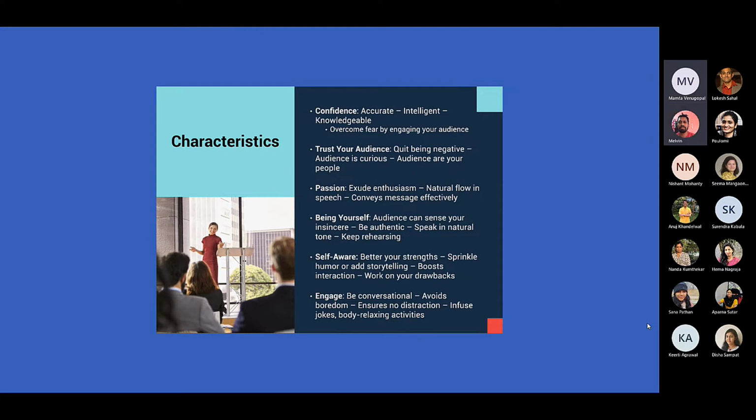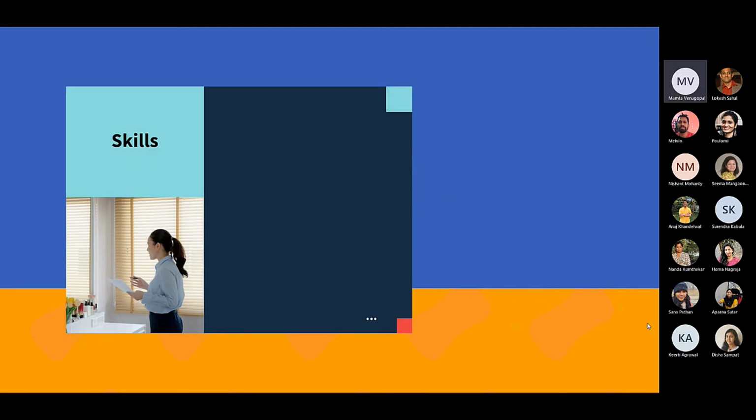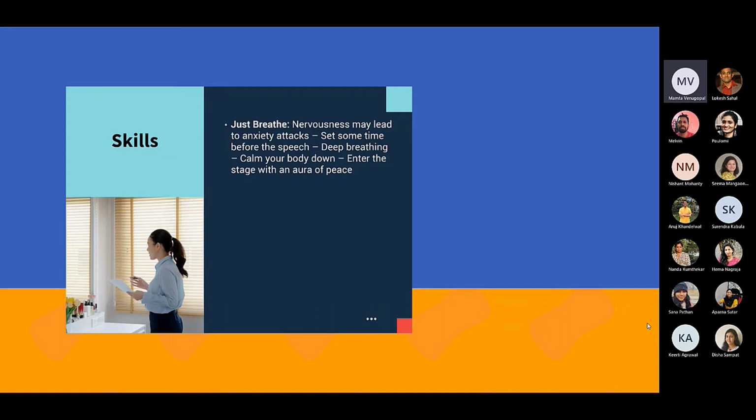All right. Okay. So next, moving on to skills required by a public speaker. It's a simple but basic skill. You just have to breathe. If you're not careful about nervousness, it may lead to anxiety attacks. So in order to tackle this, we need to set some time before the speech. Also, you got to calm your body down by breathing deeply.